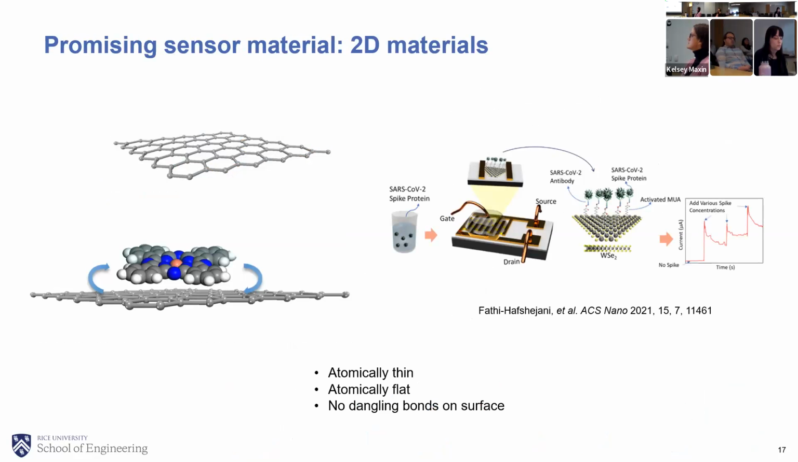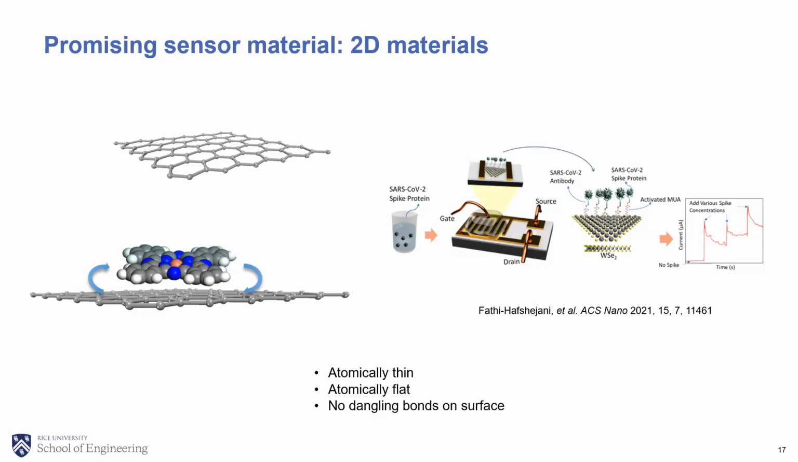So far I have shown some examples of biosensing, and in these biosensors, 2D material plays a quite important role. 2D material can be a very good sensor material because it is atomically thin and can be very sensitive to anything sitting on its surface. In addition, 2D materials are atomically flat and there are no dangling bonds on their surface. So when they interact with the molecules on their surface, the interaction will be very robust. This is also why 2D materials have been widely used for biosensing.